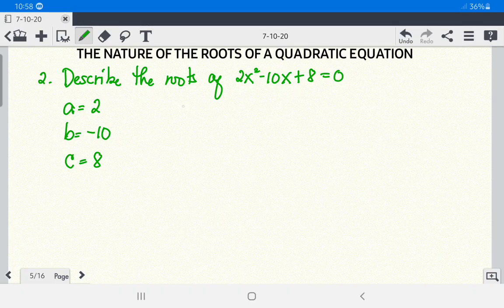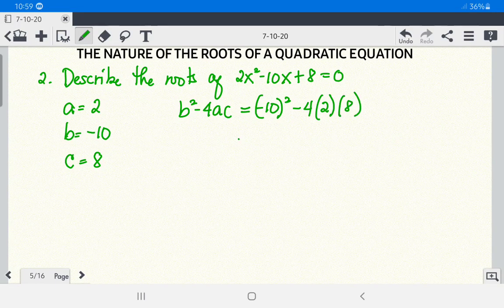So, using the formula b squared minus 4ac, we have to substitute. The value of b is negative 10. Square it. Then minus 4 times a is 2. Then c is 8. Now, negative 10 squared is 100. Then negative 4 times 2, we have negative 8. Times 8, we have negative 64. So, 100 minus 64, we have 36. Now, 36 is greater than 0 and a perfect square.